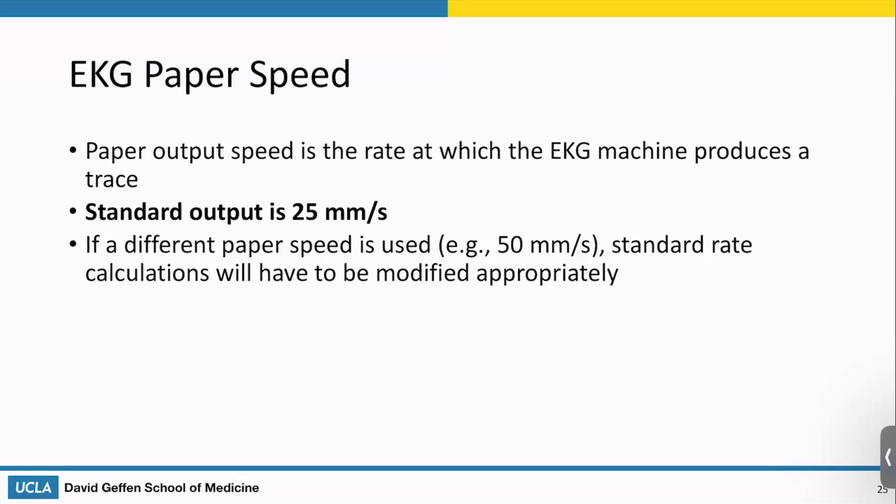So if a different paper speed is used, and the most common one is slowing it down to 50 millimeters per second, that will adjust the calculations. But it's highly unlikely that any monitor you use in the field would not be this 25 millimeters per second. You can know that because it should have a reading somewhere here at the bottom that tells you your paper speed. And we'll talk about it in the course as we go.